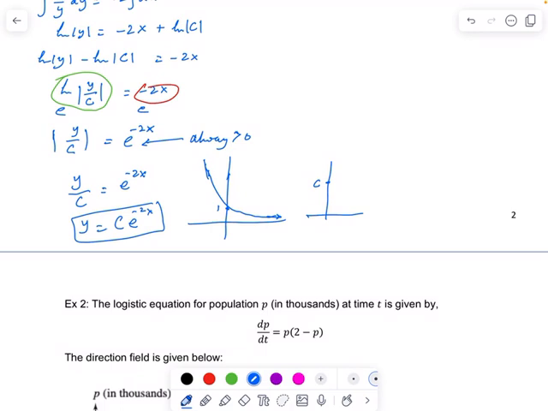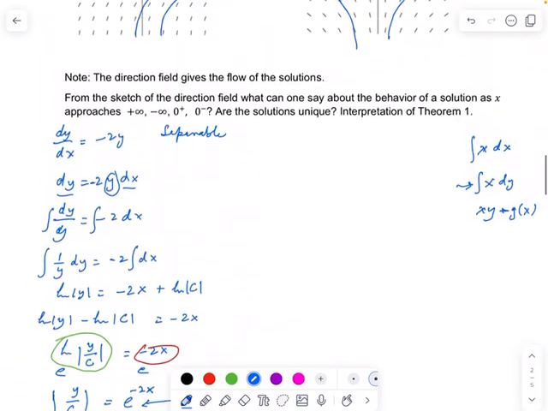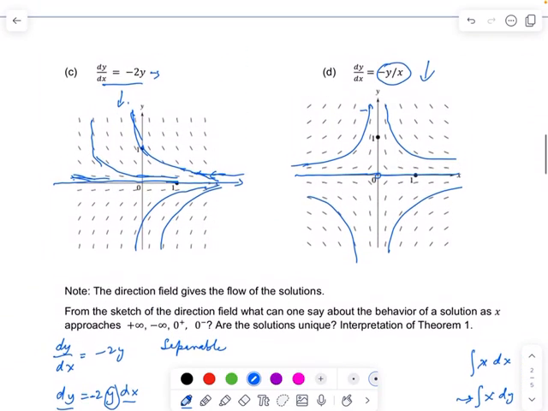So, but c is positive. Remember, we took it to be positive, so we cannot go below. We have to stay above the x-axis. So it will be a function like that.